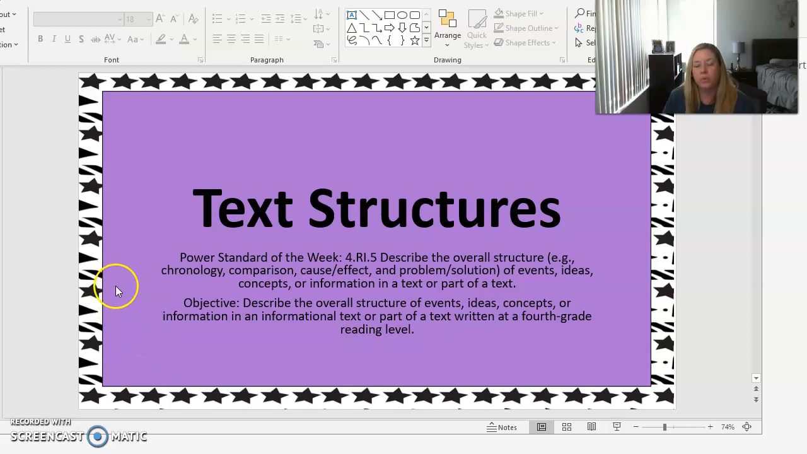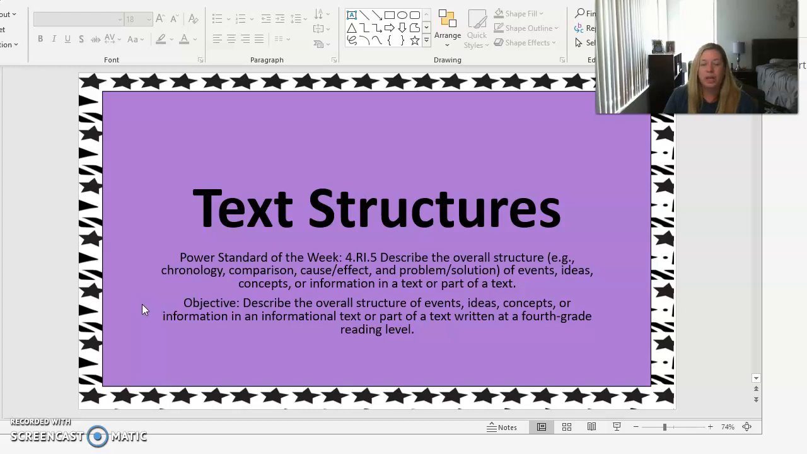This week we're going to be looking at text structures. The power standard of the week is to describe the overall structure of events, ideas, concepts, or information in a text or part of a text. Our objective is to describe the overall structure of events, ideas, concepts, or information in informational text or part of a text written at a 4th grade level.